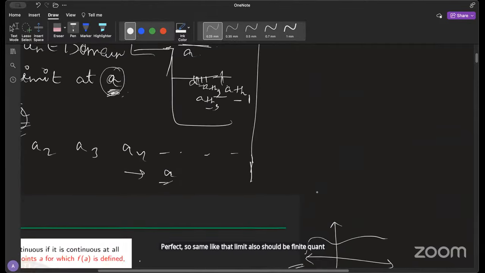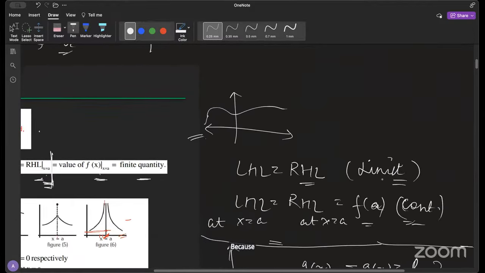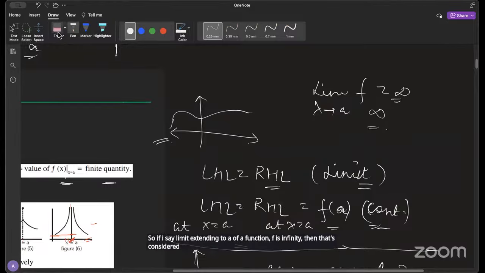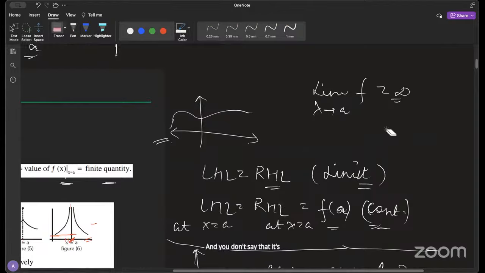That was the question. Because you said infinity cannot be finite, but a limit of infinity is also considered to be a defined limit. So if I say limit x tending to a of a function f is infinity, then that's considered the limit of the function, and you don't say that it's not defined. Okay, the limit is infinity then.